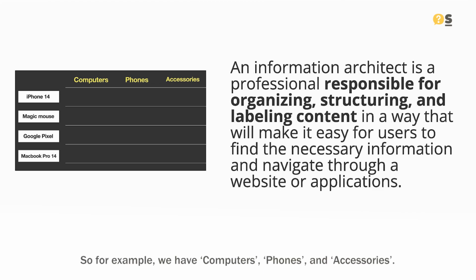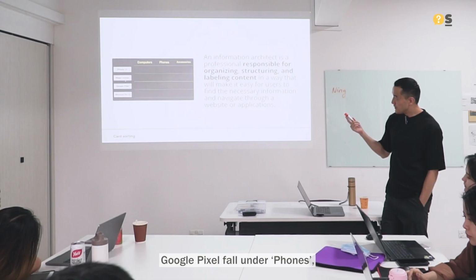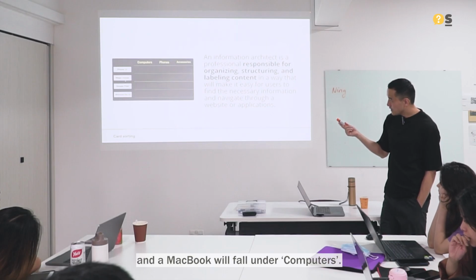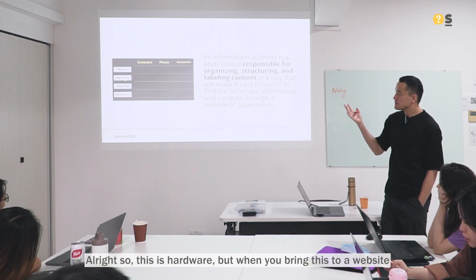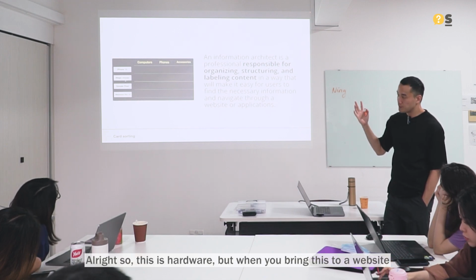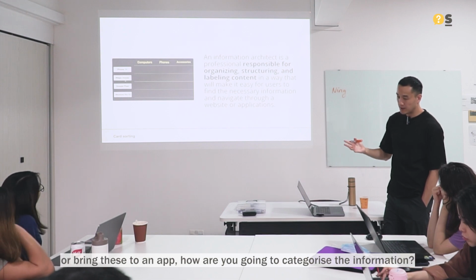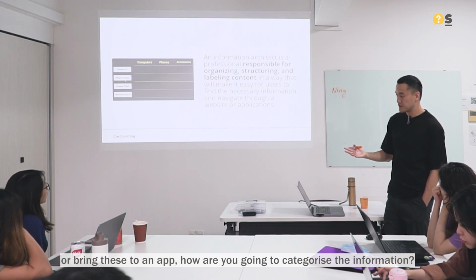So, for example, we have computers, phones, and accessories. iPhone 14 will fall under phones, a Magic Mouse will fall under accessories, Google Pixel falls under phones, and a MacBook will fall under computers. Right? So this is hardware, but when you bring this to a website or bring this to an app, how are you going to categorize the information?